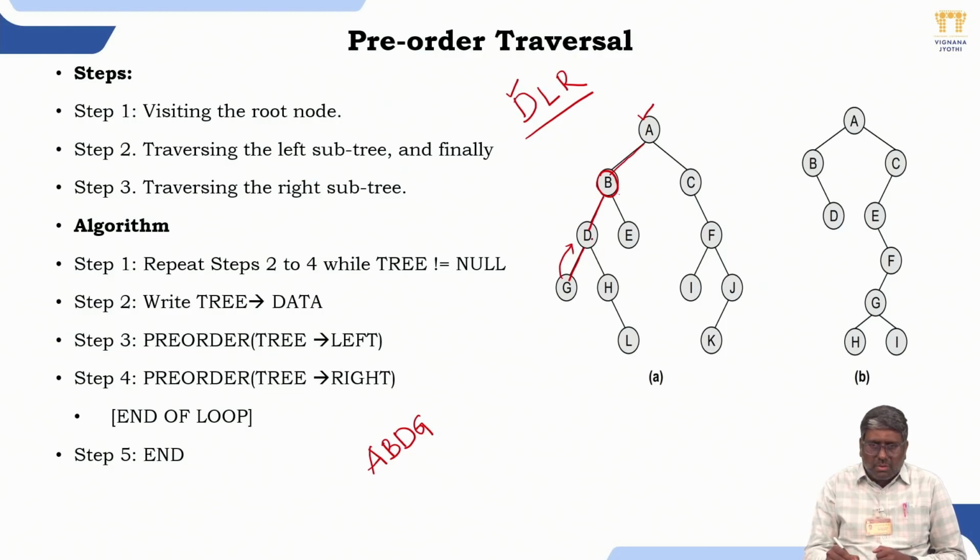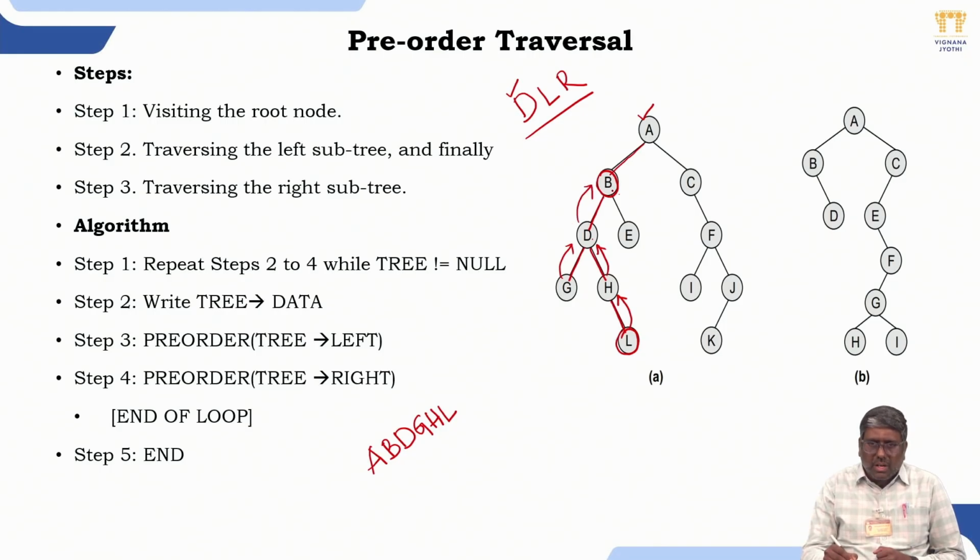After visiting the left children, only then can we move to the right children. D's right child is H. H has no left children, so we move to its right child, which is L. L is a leaf node. Then go back to the parent of L. Already we have visited node H and its right child, so go back to the parent of H, which is D. Already we have visited D and its left and right children. Then go back to the parent of D, which is B.